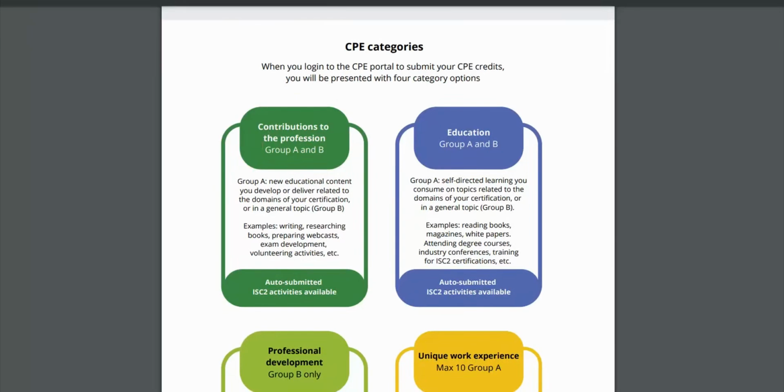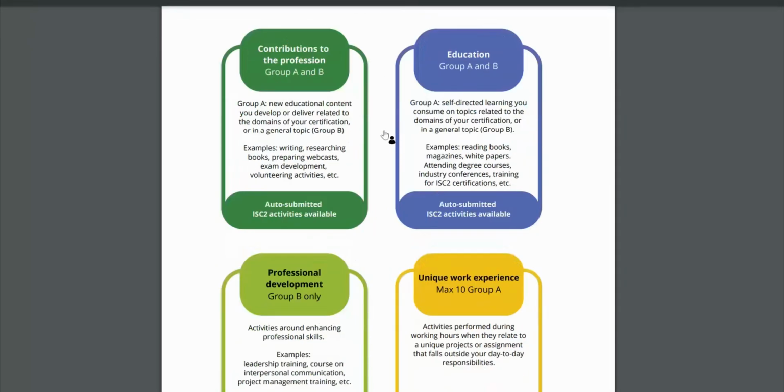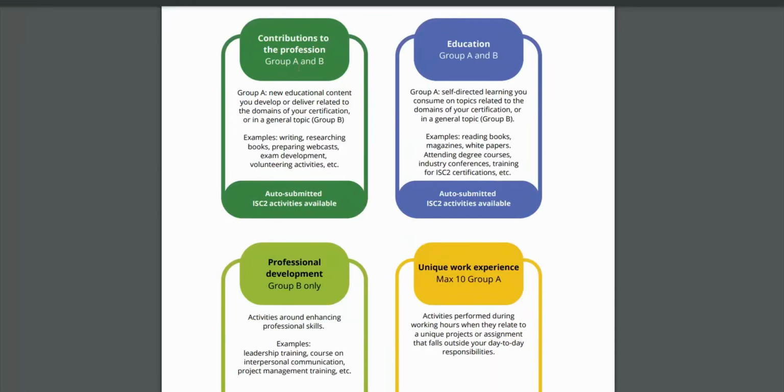So these are the categories, a deep dive into those subgroups. When you log into your portal, you'll see these 4 categories. One is group A and B, but in education. Then professional development is group B only, and then unique work experience, maximum 10, group A. So group A and B is any education related to your domains, and then there are general activities, group B. So it can be writing, researching, or reading books, and preparing a webcast, exam development, volunteering activities, etc.